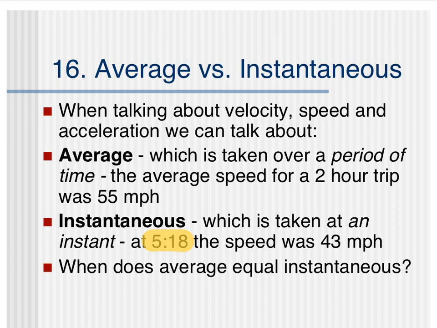There is a time when the average will always equal the instantaneous, and that is when we're traveling at a constant speed. If you're traveling from one place to another at a constant speed of 60 miles per hour because you have it on cruise control, that's your average speed for that period of time, and it's also your instantaneous speed at any instant during that period of time.